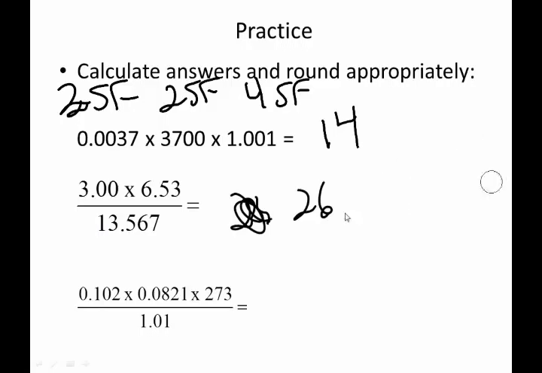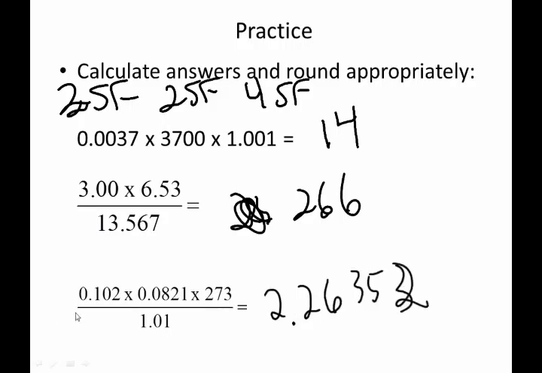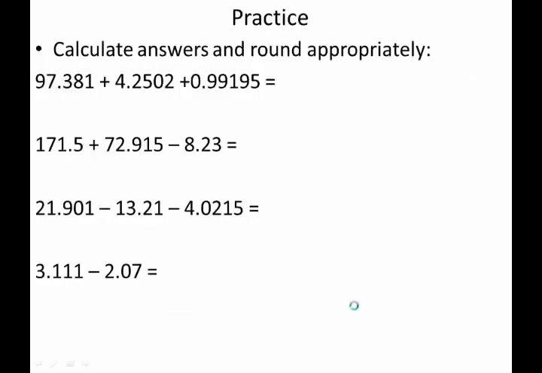Down here, your calculator answer is 2.26352. Again, 3 significant figures, because they all have 3 significant figures, so that's the fewest. Okay, next. This is all addition and subtraction. I'm going to pause it, and I'm going to put all the numbers up on the screen, and then we'll talk about rounding it.